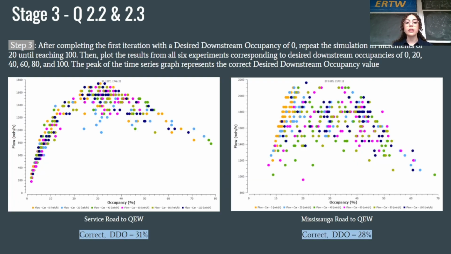After completing the initial iteration with a value of 0%, the simulation was repeated in increments of 20% up until reaching a maximum value of 100%. After all of these simulations are completed, the results of all 6 experiments are plotted against flow and occupancy. From this graph, we're able to identify the occupancy values corresponding to the maximum flow, which is around 31% for the South Service Road on-ramp and 28% for the Mississauga Road on-ramp, as seen from the graphs.